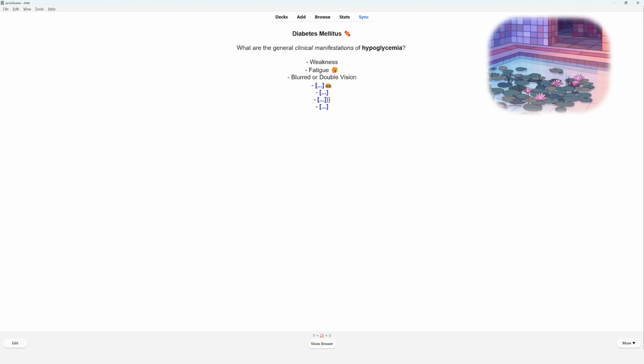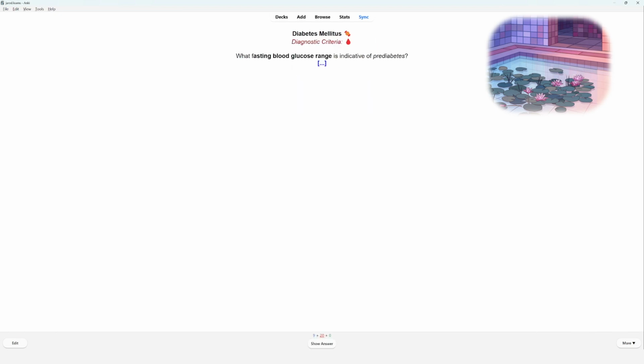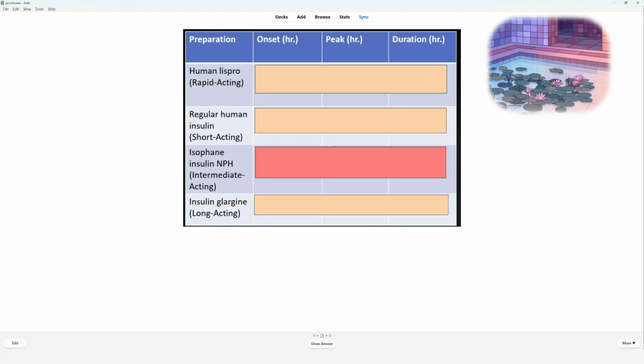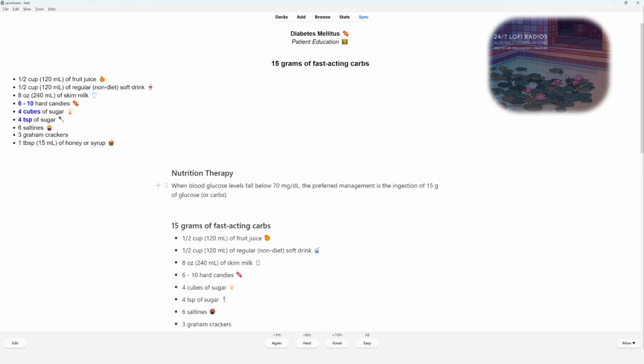Polyphagia, headache, tachycardia, and tremors. Fasting blood glucose range is indicative of prediabetes. 100 to 125. 1.5, 4 to 12, and then 16 to 24. 6 to 10 hard candies, 4 cubes, teaspoons of sugar. Yep.